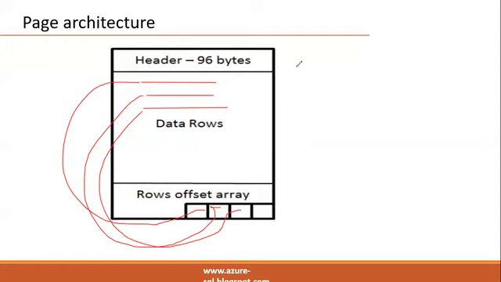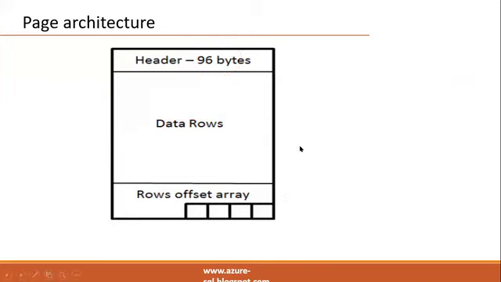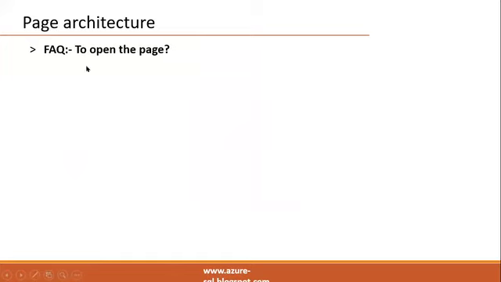Three parts are there in the page: header, data, row offset, which maintains row address. And remember, this row offset will take 2 bytes for each entry. Suppose four records are there, then 8 bytes here. The 96 bytes header is always fixed, but row offset takes 2 bytes for each entry.